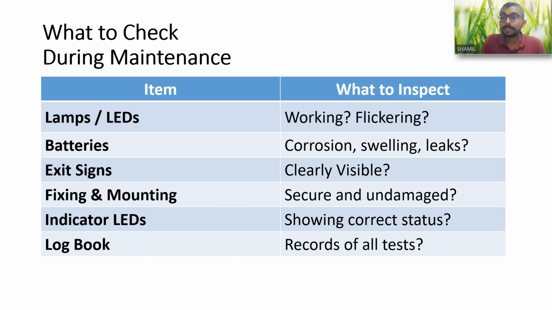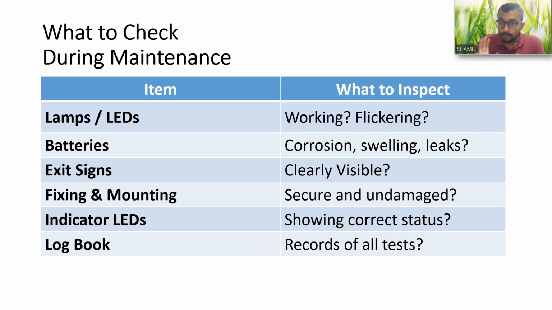The fifth aspect is regarding the indicator LEDs. Emergency lights and exit lights will be having indicator LEDs. We need to see whether they are showing the proper status or not. If it is a CBS, a centralized battery system, there will be indicator lights for the respective situation. For example, for the normal condition, there will be a green light. For the fault condition, there will be a yellow or red light, depending on the system. We need to ensure that these LEDs are providing the correct status.